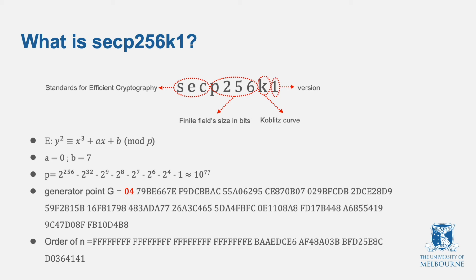As we can see, the coefficients A and B are defined as 0 and 7, and P is a large prime number which is close to 10 to the power of 77. And since the header is 04, the generator point G is expressed in uncompressed form, which means the first half is the x-coordinate and the rest is the y-coordinate.